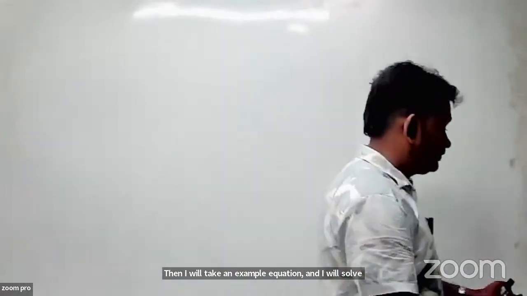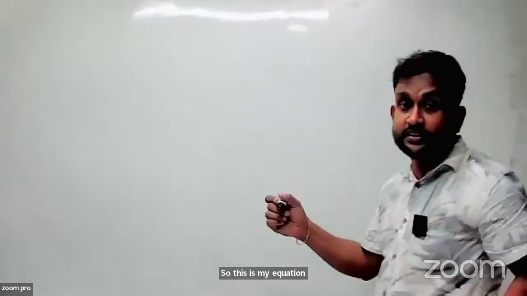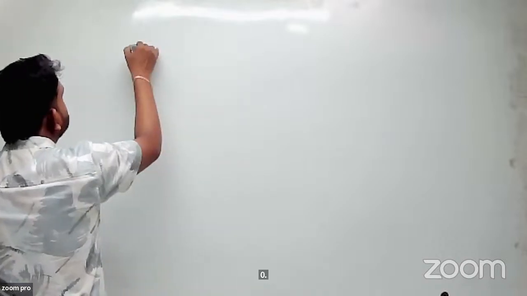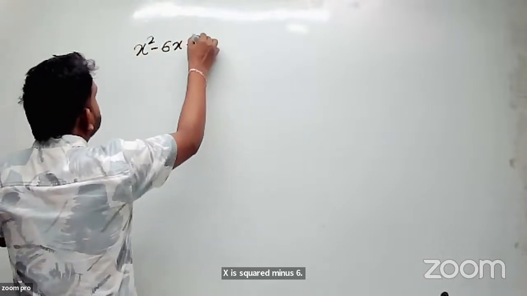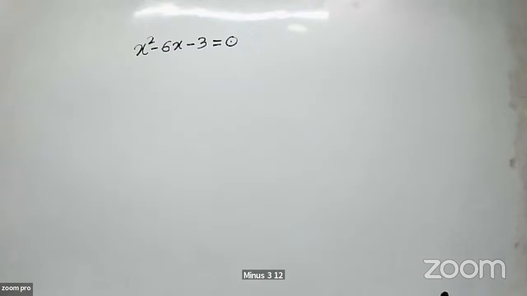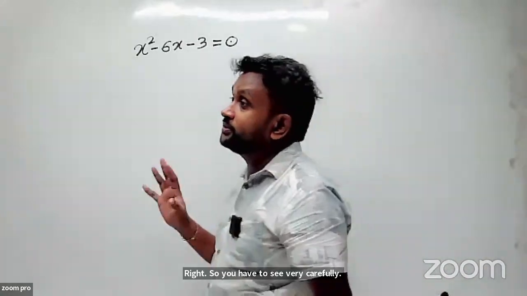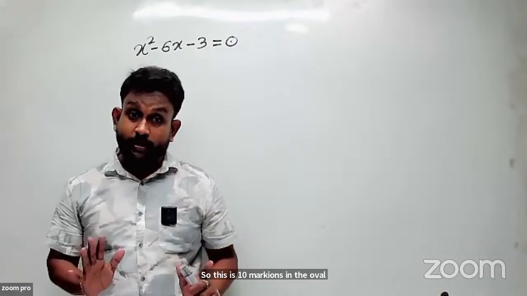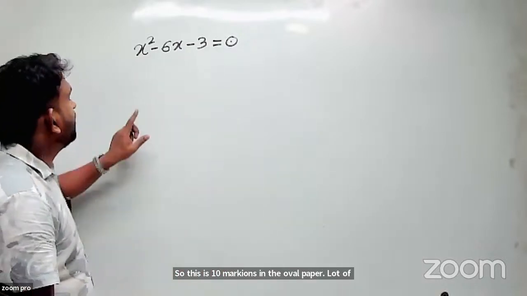Right, see now. So this is my equation, x squared minus 6x minus 3 equal 0. Step by step, I will explain it, right? So you have to see very carefully. This is a 10-mark question in the O-level paper. A lot of students fail in the completing the square part, right? Okay. So what is that now?